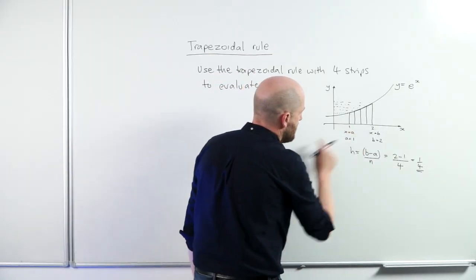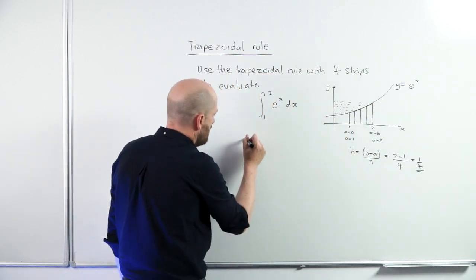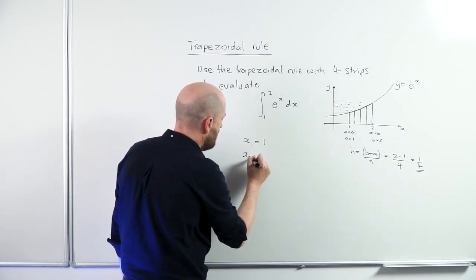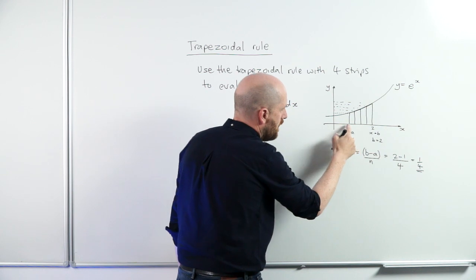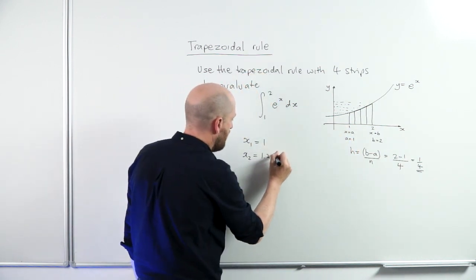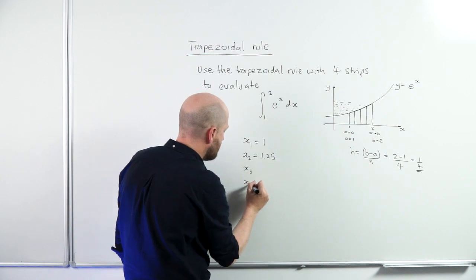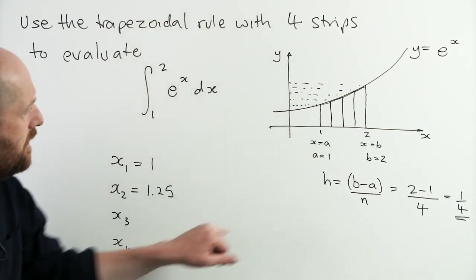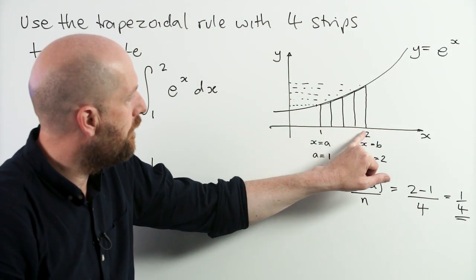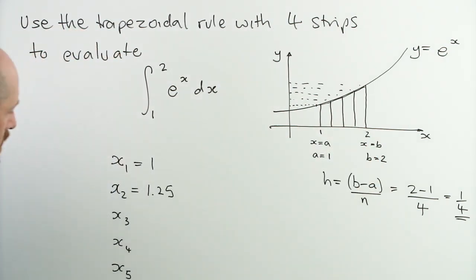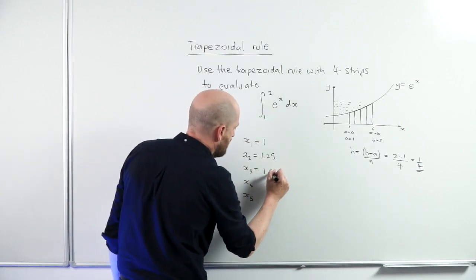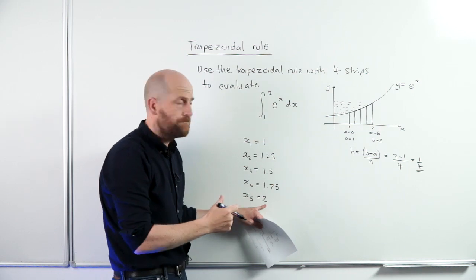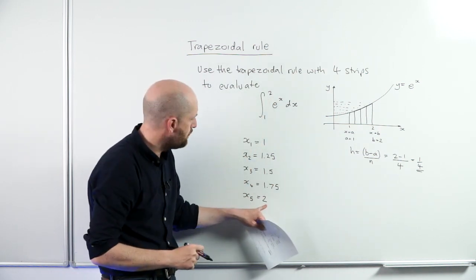And my different x positions: x1 is just the point 1. x2 is the next point along, and that's 1 plus a quarter, 1.25. Then x3, x4, and the final one, x5. There are n plus 1 positions. If you look at this, there are 1, 2, 3, 4, 5 values of x. So I just add on a quarter each time. The final one should be the last point I want to integrate to, this upper limit, x equals 2.